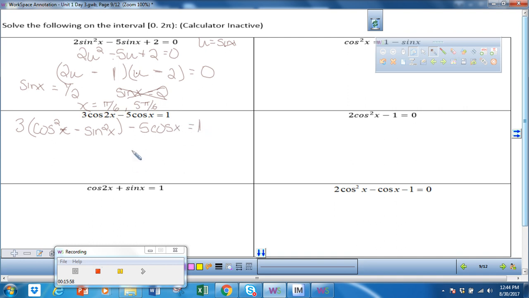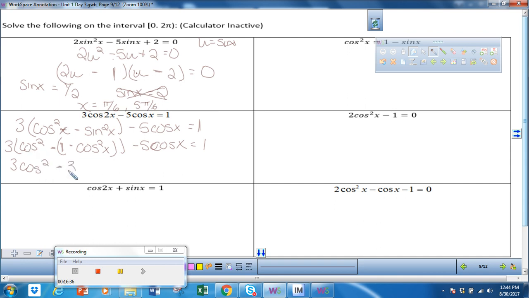Okay? So what is that going to give me? I'm going to have to change sine squared x to 1 minus cosine squared x just to get everything in terms of cosine. So I have 3 cosine squared x minus 1 minus cosine squared x. It's going to get confusing. Minus 5 cosine x equals 1.